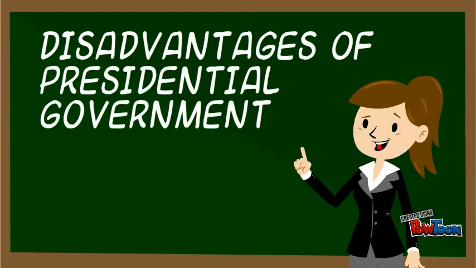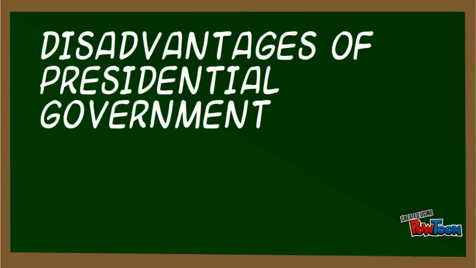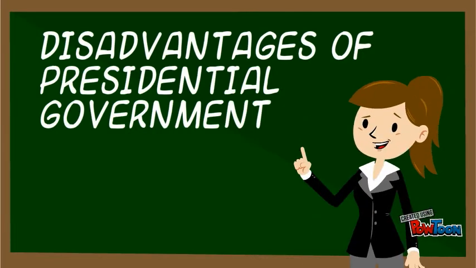Disadvantages of presidential government. 1. Fixed term of the President may serve as a shield to defy public opinion. 2. Independence of the executive and the legislature from each other may not redound to the welfare of the people. 3. Election of the President by direct vote of the electorate will result in the election of the candidate who has the financial means for his election.